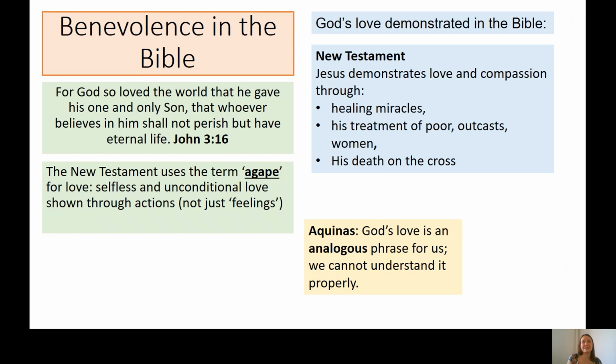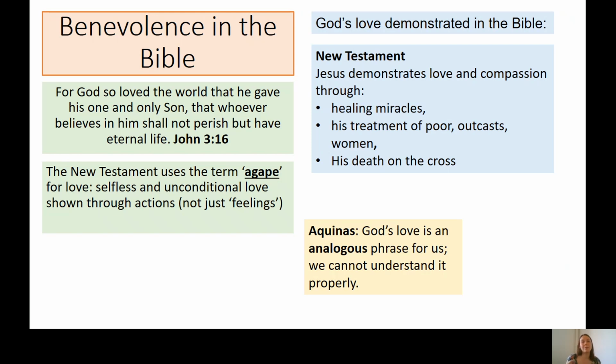So storge is love of things, like possessions, like I love those shoes. And then you've got philos, which is love for family. So I love my son, I love my sister. Then you've got eros, which is romantic sexual love. And finally you have agape, which is selfless and unconditional love.